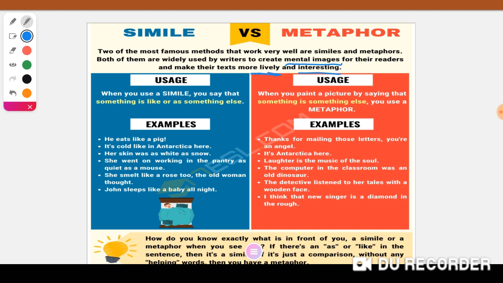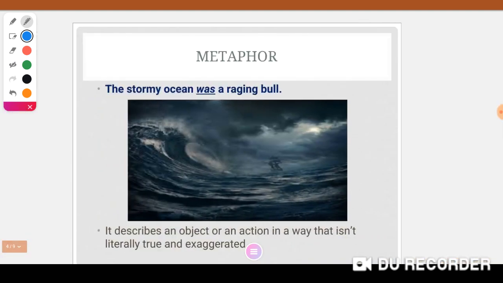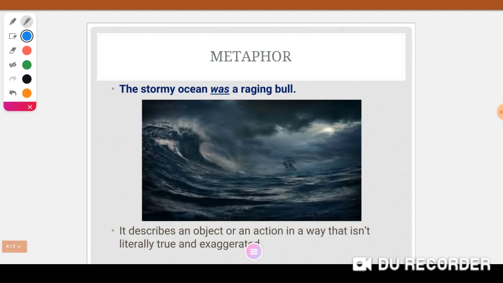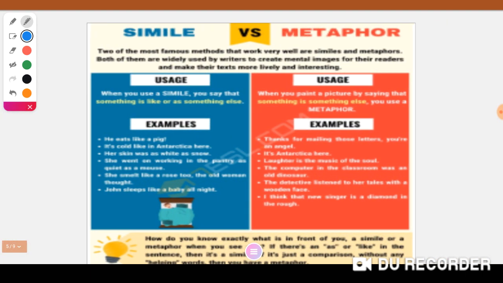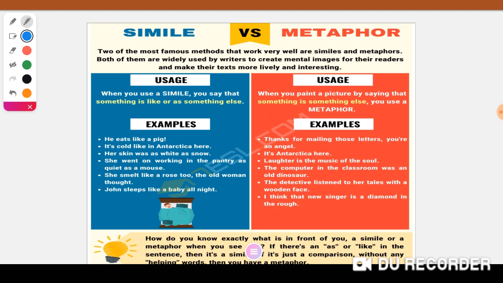Instead of saying there were a lot of waves in the ocean, I can simply say the stormy ocean was a raging bull. It made the sentence vivid, it creates a mental image, and it's more interesting. Now, the usage of the simile and the usage of a metaphor. First, the usage of a simile. When you use a simile, you say that something is like or as something else, as we mentioned before.